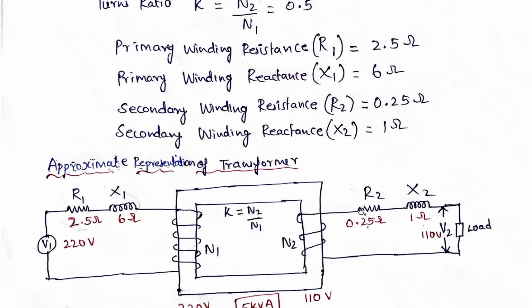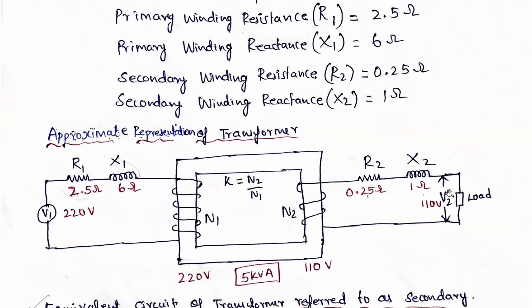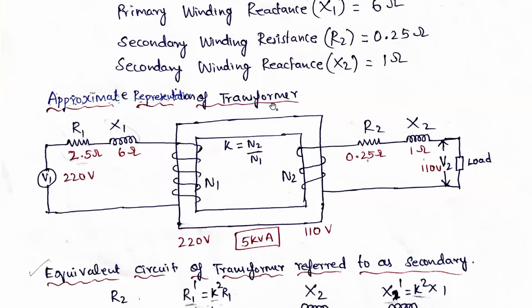Now, R2 here is 0.25 ohms, X2 is 1 ohm, and V2 is 110 volts. It is connected to a load. So this is the approximate representation of a transformer connection.